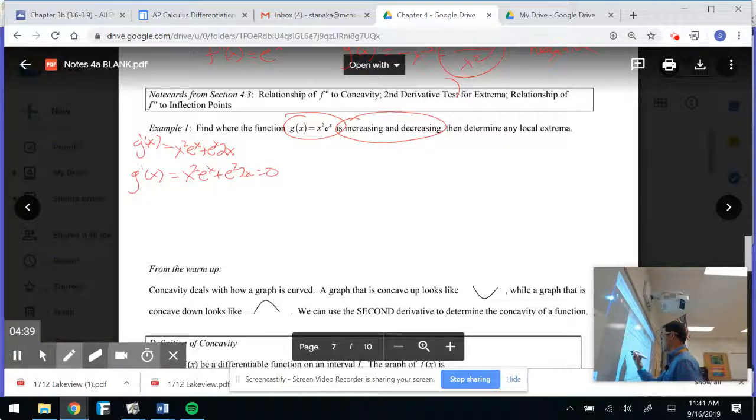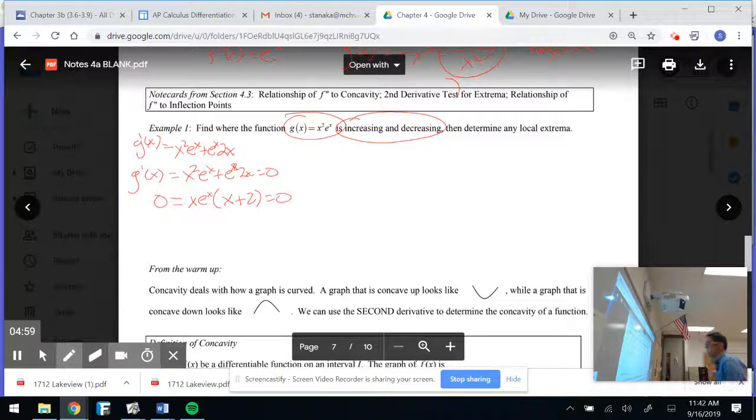Now, when I set that equal to 0, I don't want to solve for x. That'd be silly. What I want to do instead is factor, because factoring makes things a little bit easier. They both have an x, and they both have an e to the x in it. If I factor those out, I get x e to the x, plus, shame on me, x plus 2 is equal to 0.